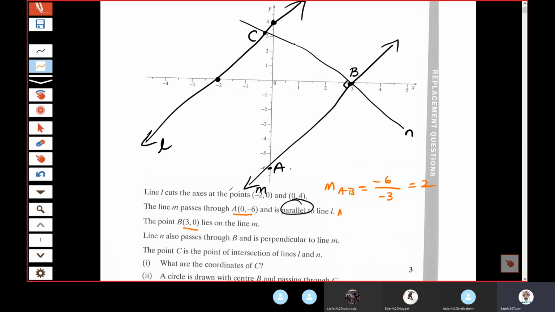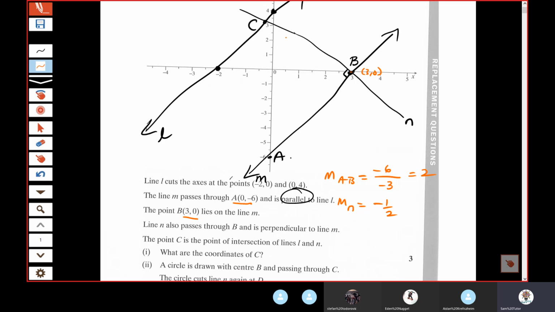Now I know the gradient of line N. The gradient of my line N will be the negative reciprocal of -1/2. Good job. Then from that, I know line N, the B coordinate is (3, 0). So y2 minus y1.